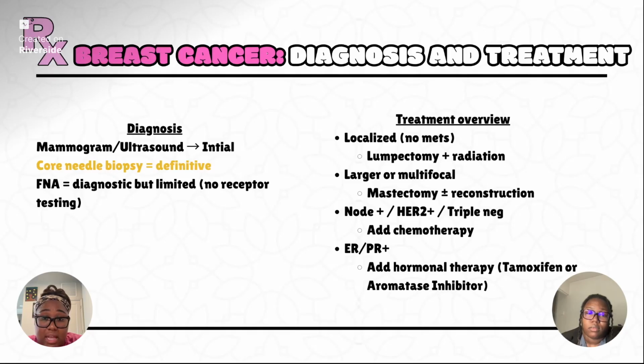As we remember from a few slides back, you're getting more aggressive. So we're going to have all of those other options plus adding a chemotherapy option, which again, the PANCE will not test you on those drugs, but just knowing chemo is the answer is what you need to know. And then estrogen receptor and progesterone receptor positive, we're going to have the addition of hormone therapy with tamoxifen or an aromatase inhibitor.